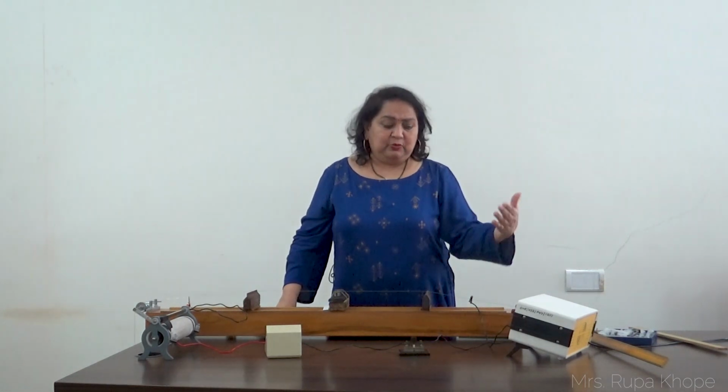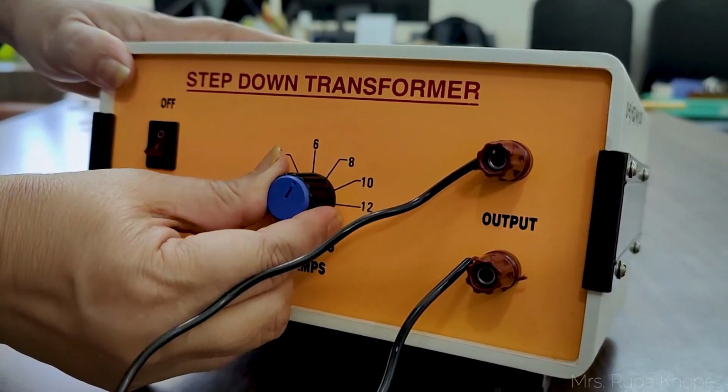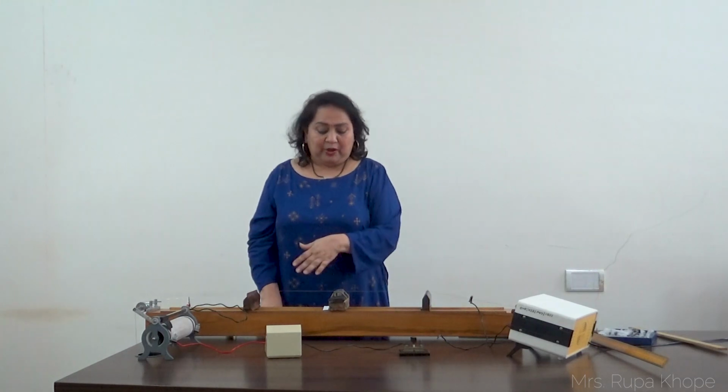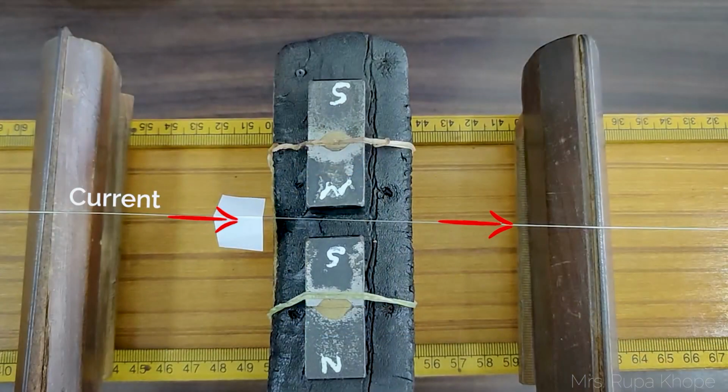Now in this experiment, I'll just tell you certain things once again, though we have done them in the concept part. The step down transformer has converted AC into AC but lower voltage, so it is nearly 8 volts I have kept, the knob at 8 volts. Pass the current in the wire. The current flowing in the wire is perpendicular to the magnetic field, creating a force in the wire. The wire moves up and down.